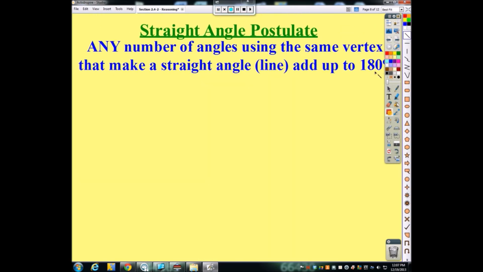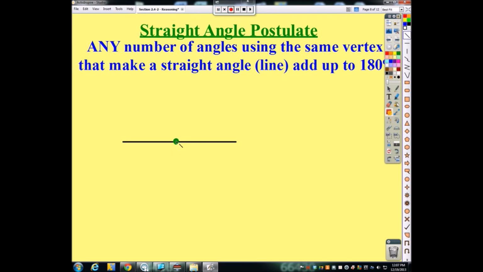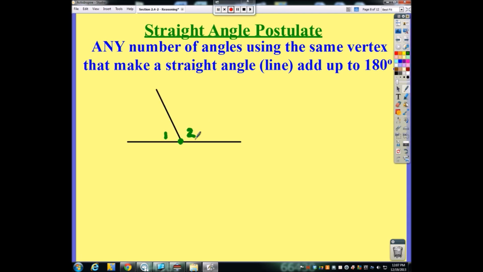So let me just show you real quick what I mean by that. Say here's a straight line, here's a vertex. There's a vertex. And so I could have, say, just two angles, 1 and 2. And what do 1 and 2 add up to be? They add up to be 180 because together they make this straight line. And technically 1 and 2 are called supplementary angles because it's two angles that add up to be 180.